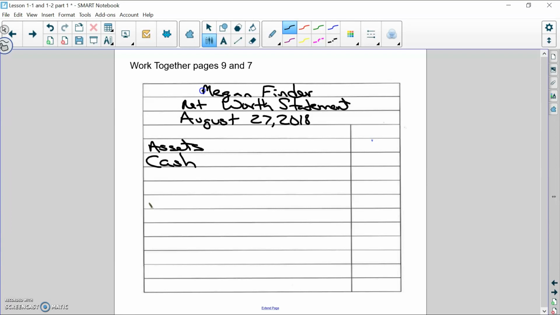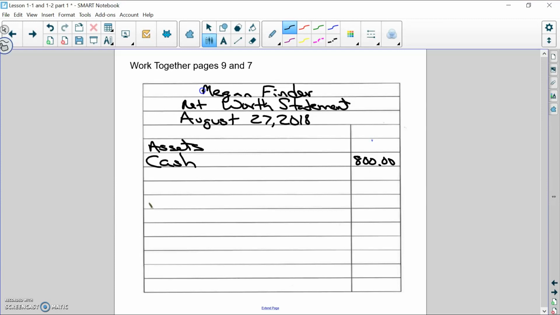I'm used to listing stuff by liquidity. The easier it is to turn into cash goes at the top. So cash is the easiest to turn into cash. In the work together, how much cash did she have in her account? $800. Okay, so over here I'm going to put 800, and even though we don't have any change, put 0.00.